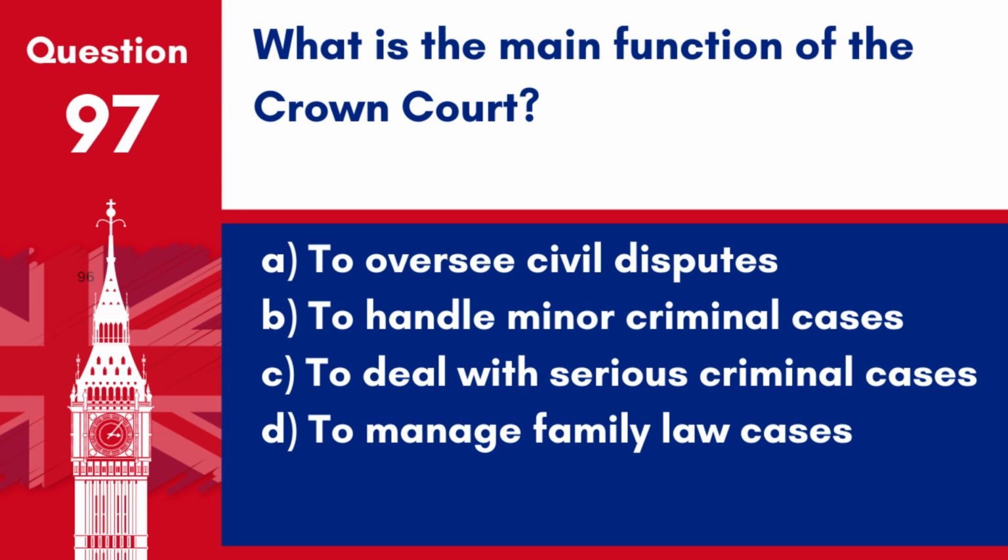Question 97. What is the main function of the Crown Court? A. To oversee civil disputes. B. To handle minor criminal cases. C. To deal with serious criminal cases. D. To manage family law cases. Answer C. To deal with serious criminal cases. The Crown Court is part of the senior court system of England and Wales and is responsible for handling serious criminal cases, including murder, robbery, and rape.